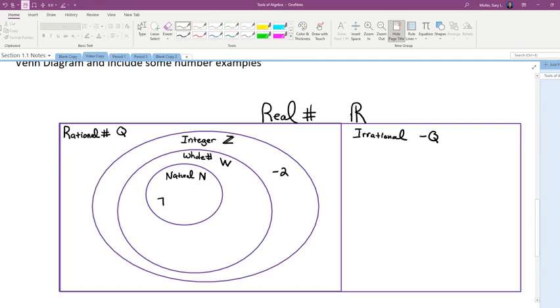So let me throw a few numbers at you and have you place them. Pause the video and place them in the right spot. So I'm going to just kind of throw some numbers at you here. I'm going to say 2/3. Let's go with the square root of 16. Let's say -3/5. Let's say -1. And the square root of 2.